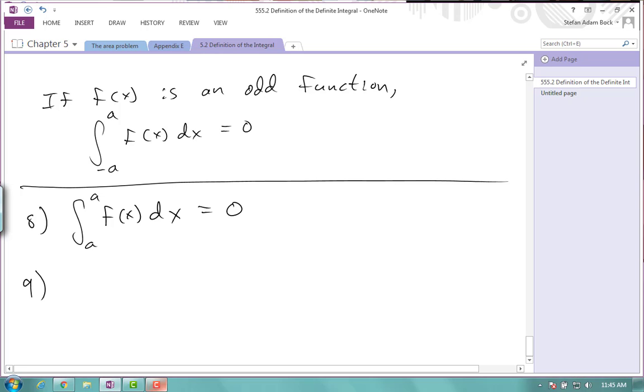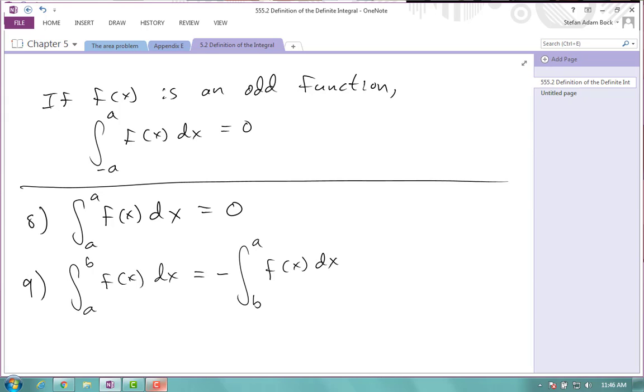And 9, if I flip my bounds, if I go from a to b, if I flip my bounds, it's the same thing as multiplying by -1, b to a, f of x, dx. And the basic reason for that is this. If a to b is forwards and positive, then b to a is backwards and negative. So all of my little dx's in my Riemann sums are now going to be negative because I'm going through them backwards. So flipping the bounds is going to be the negative value of the original forwards direction integral.